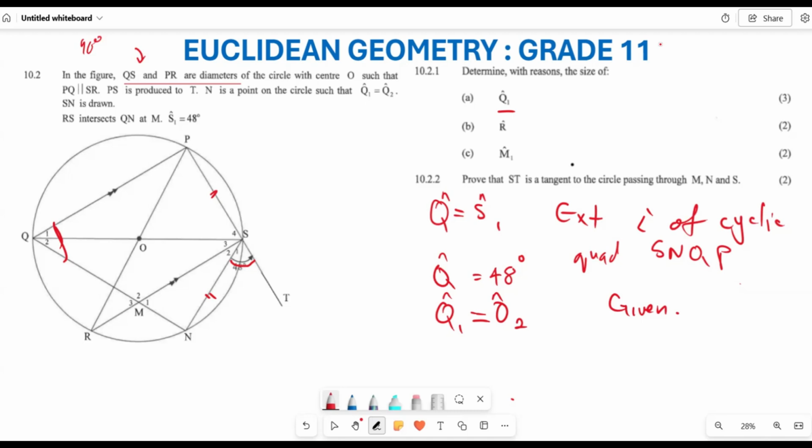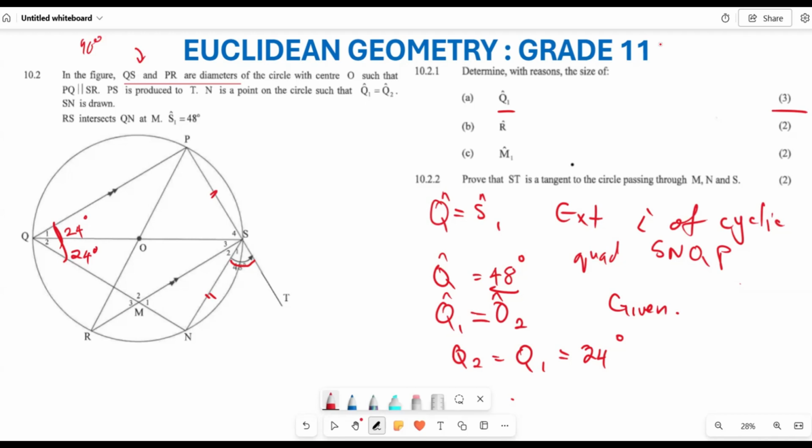So what can we do from here? To find out your Q2, we can say your Q2 is going to be the same as your Q1, and both of them are going to be 24 degrees. It's okay, because whatever you have here as your angle Q, they are sharing it. So here it's going to be 24 degrees, and here it's going to be 24 degrees. So basically that's the first angle, and this was your 3-mark question altogether.